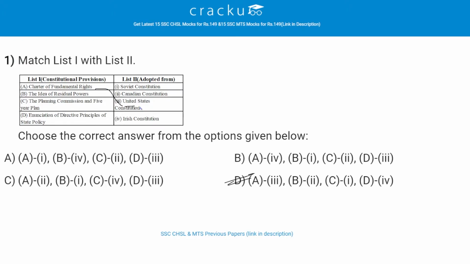Then the second one is the idea of residual power. The correct answer is the Canadian Constitution. The third one is the planning commission and 5-year plans. The correct answer is the Soviet Constitution. Enunciation of directive principles of state policy. The correct answer is the Irish Constitution.